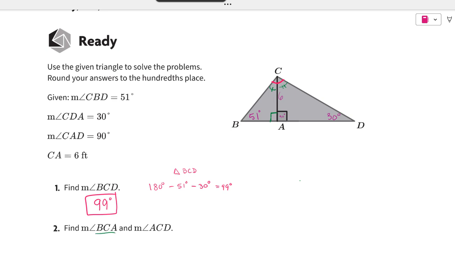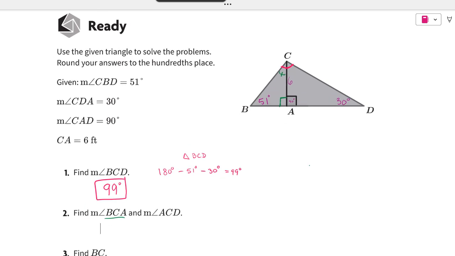So let's look at BCA first. We know that triangle BCA is 180 degrees. We've already used up 90 from that right angle, and we've also used up 51 from angle B. So if we subtract those, 180 minus 90 is 90, and 90 minus 51 gives us 39. So the measure of angle BCA is 39 degrees.